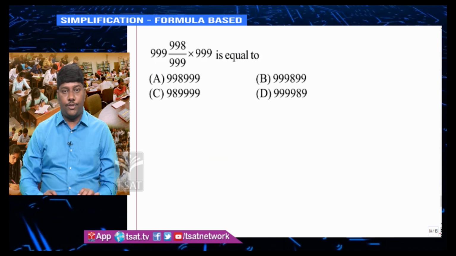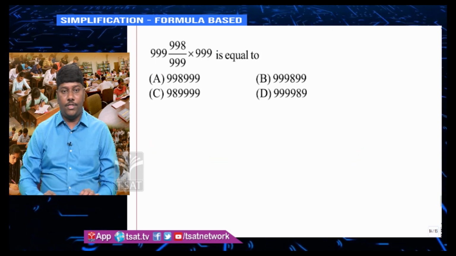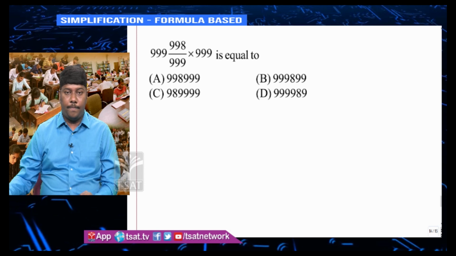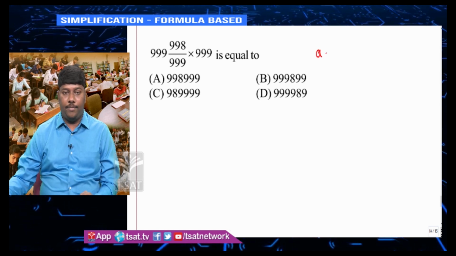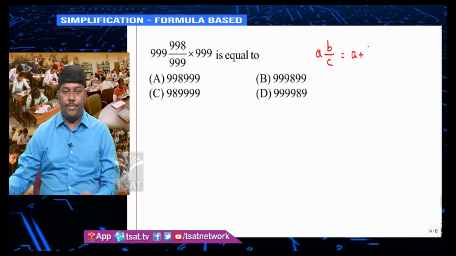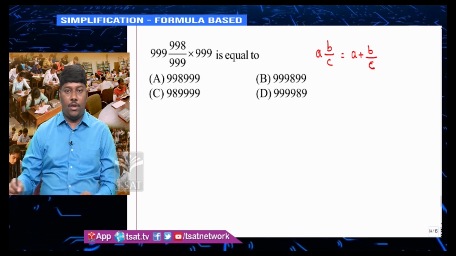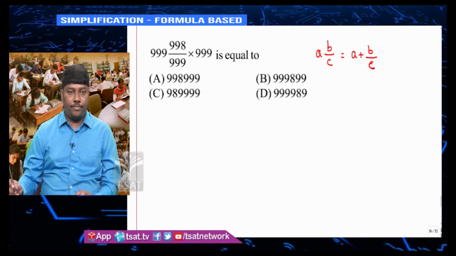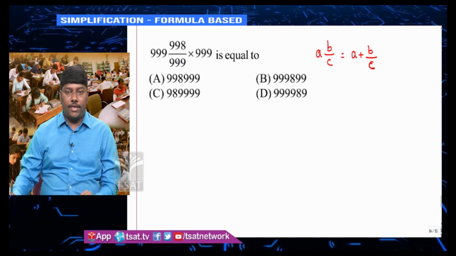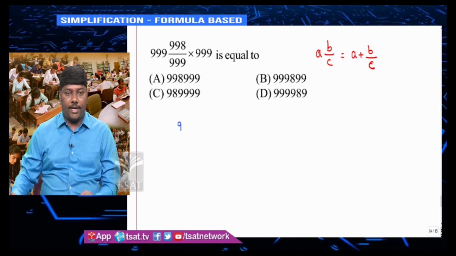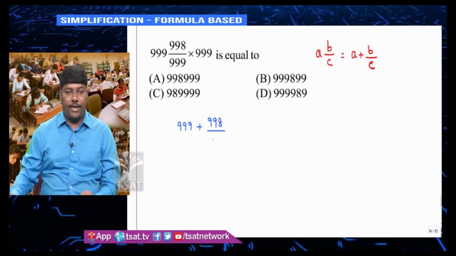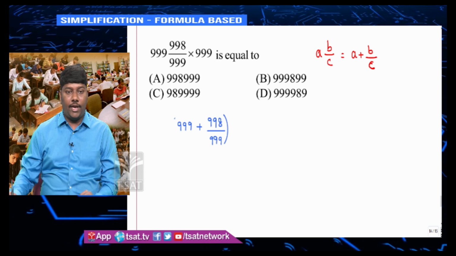Now see how do we solve sums based on fractions here, which is in the form of a b by c into something. Now we all know when a mixed fraction a b by c, you can always write it as a plus b by c. But before we solve this particular question, this question can be solved in more than one way. So the normal way of solving it, if you write it in the form of a plus b by c, you can write it 999 plus 998 divided by 999 into 999.